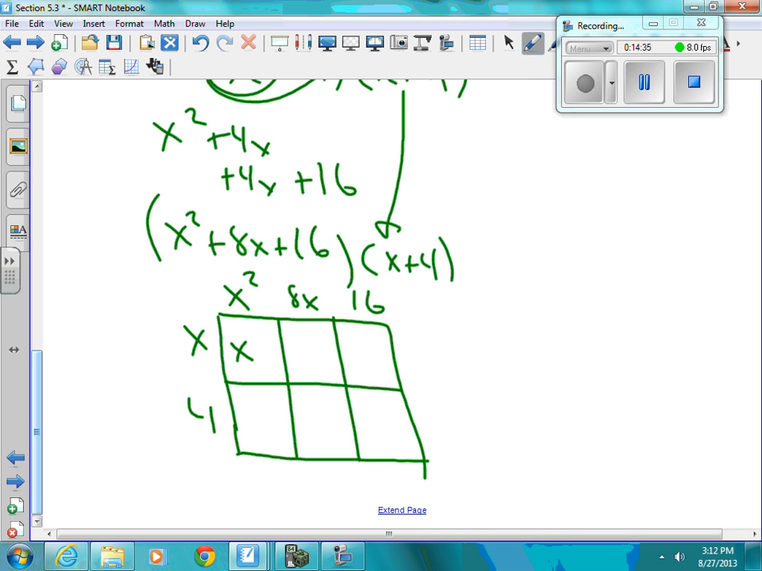X times x squared is x to the third. X times 8x is 8x squared. X times 16 is 16x. 4 times x squared is 4x squared. 4 times 8x is 32x. And 4 times 16 is 64. List things out.